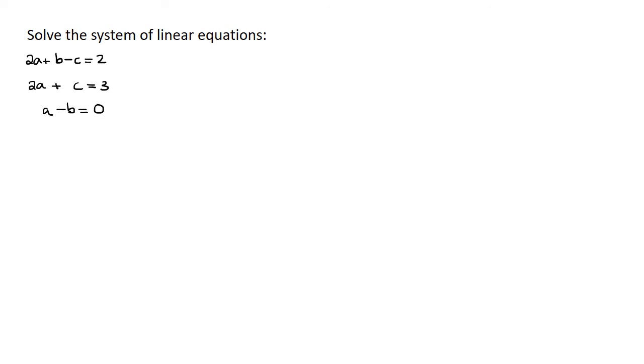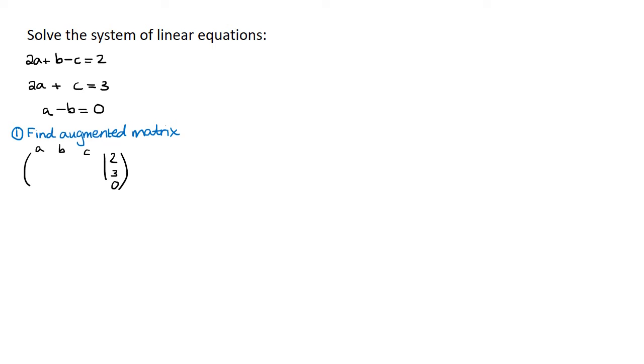We're going to solve the following system of linear equations. We begin by writing down the augmented matrix. So the entries of this matrix come from the coefficients of our variables. We have three variables here, A, B, and C. And then to the right of our augment, we have what we're equal to. So here we're equal to 2, 3, and 0.